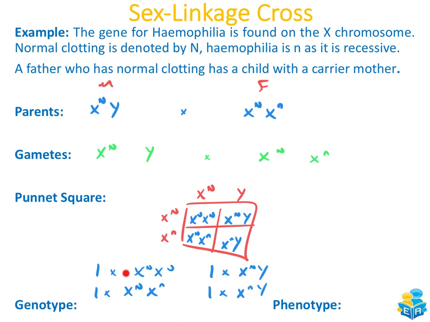So our phenotypes, if you look at this one here, so it's female and it's going to be normal. So female and normal. This one down here is going to be female and normal. So we can actually change that then to two. This one here is going to be male and normal. But this one here is going to be male and have hemophilia. Okay, so three of the four offspring are going to have normal clotting. Two of them are going to be female, two of them are going to be male. But there would be one male down here which would have hemophilia.